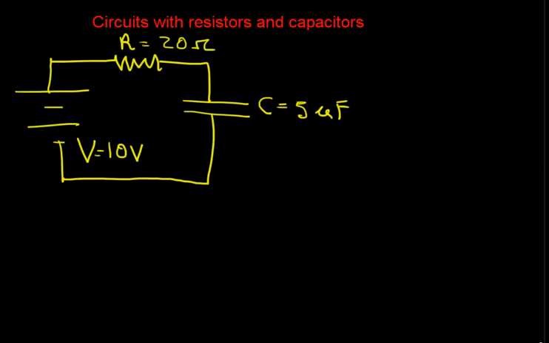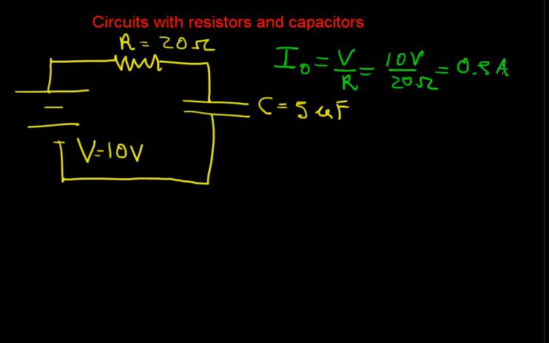So now we can do an example where we have an actual circuit with values. I have a 10 volt battery, a 20 ohm resistor and a 5 microfarad capacitor. And I can say a few things. What's the initial current for the circuit? If a switch is thrown and it's just started so that there's no initial charge on the capacitor, then the initial current is just V divided by R, and that's 10 volts divided by 20 ohms, which is 0.5 amps.